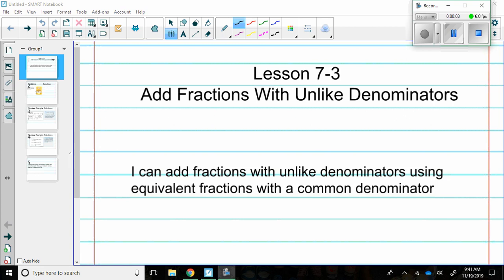Hi, fifth graders. Today the lesson is lesson 7-3, add fractions with unlike denominators. The I can statement is I can add fractions with unlike denominators using equivalent fractions with a common denominator. Pause the video now to write the lesson number and title in your notebooks along with the I can statement. Push play when you are ready to continue.